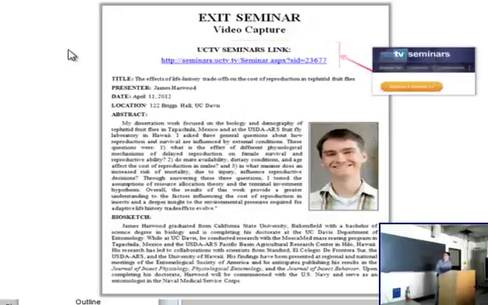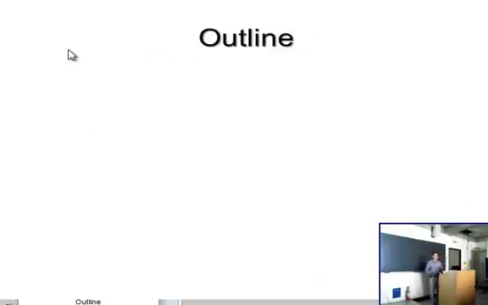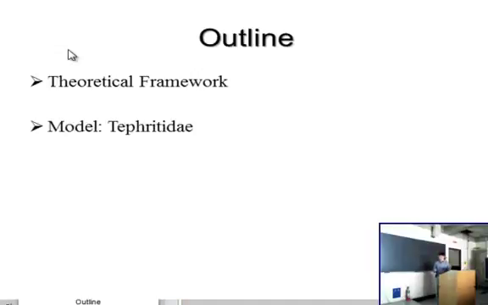this goes. Okay, so to begin my presentation, my dissertation work, I'm just going to give a brief outline of what to expect from this talk. So I'm going to start with the theoretical framework about life history evolution and life history trade-offs. Then talk about my model system that I use, the Tephritid fruit flies, and then go into the actual results that I found using the female fruit flies and the males.